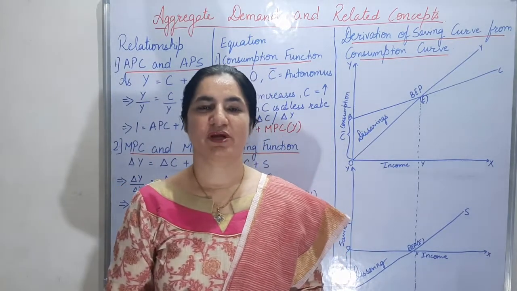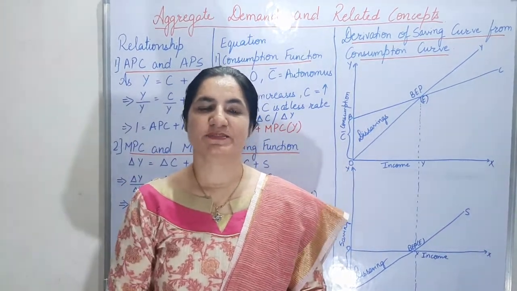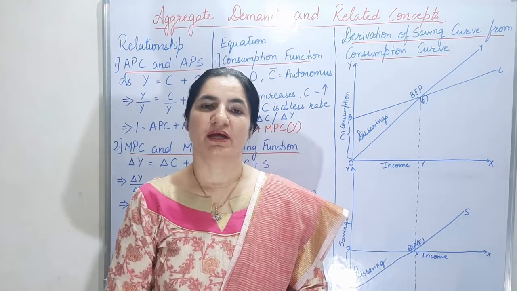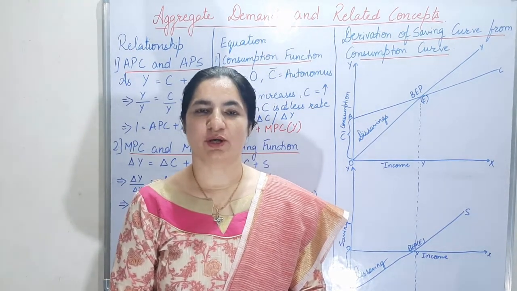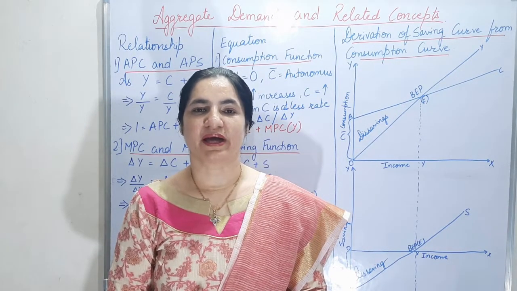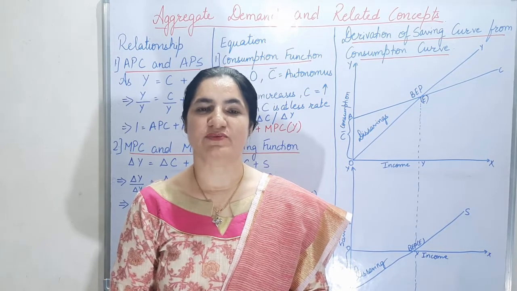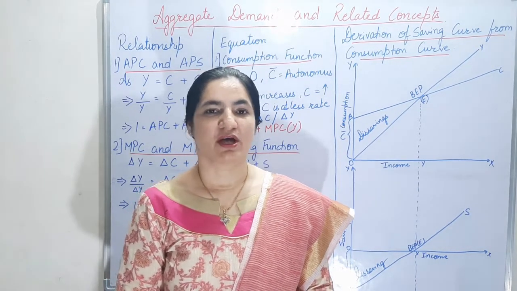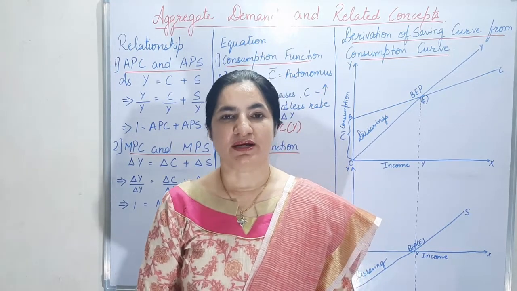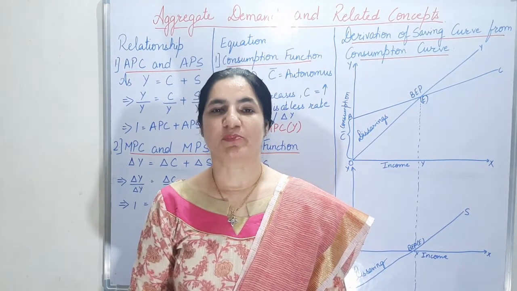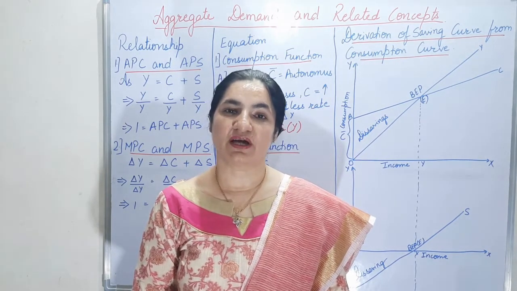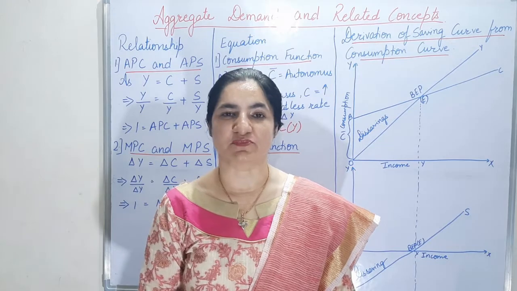Hello students, today we are going to start the next part of the chapter, aggregate demand and related concepts. In the previous videos I have explained propensities of aggregate demand, aggregate supply, propensity to consume as well as propensity to save. Today we are going to understand the relationship between consumption and saving propensities, and we will also understand how the saving curve is derived from the consumption curve.